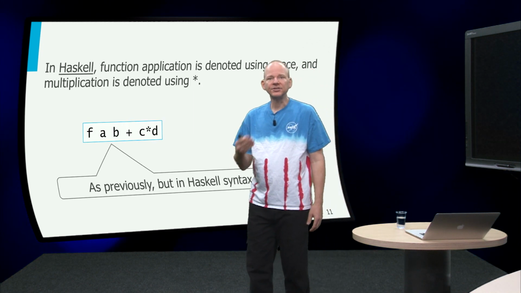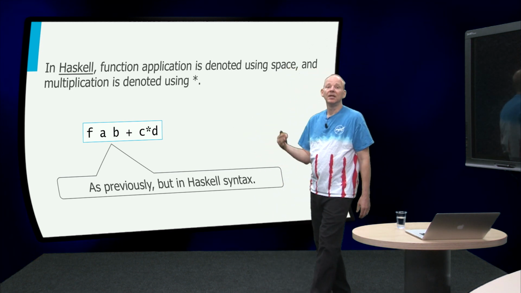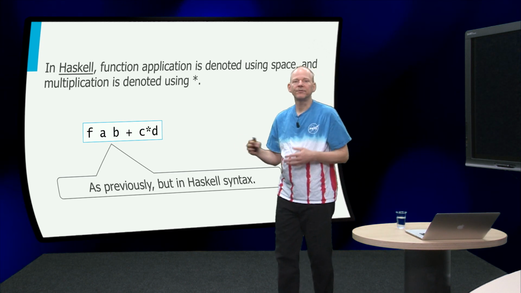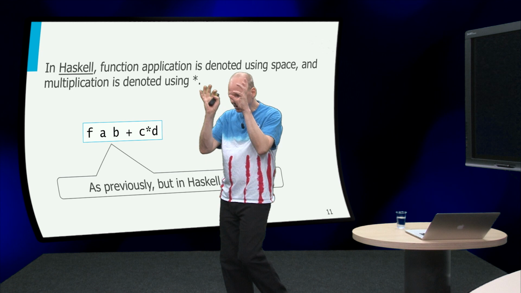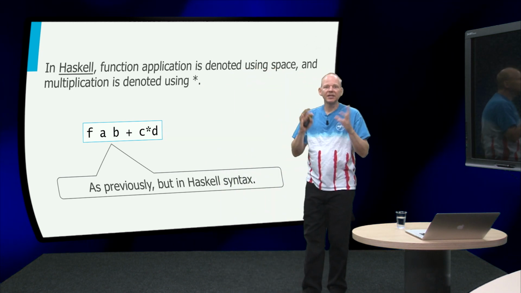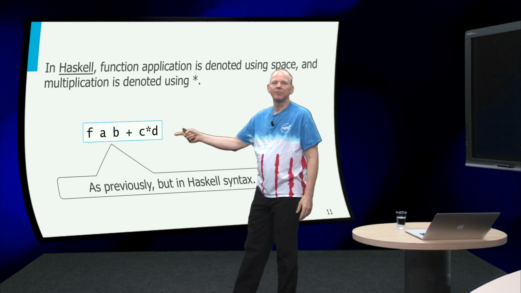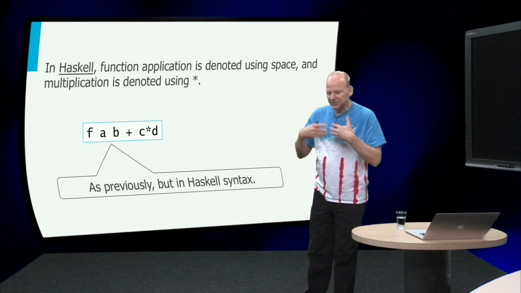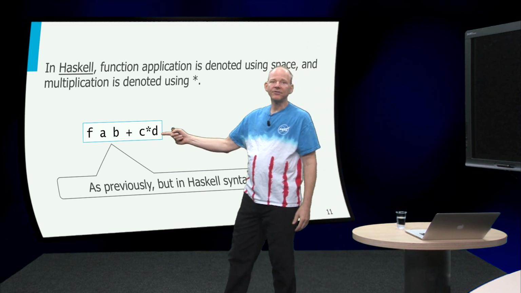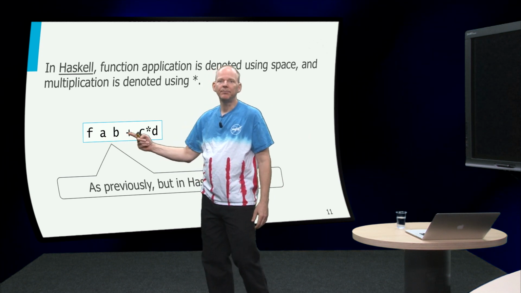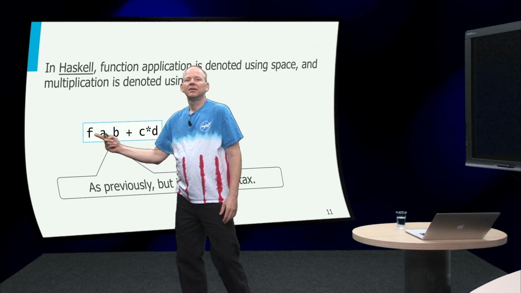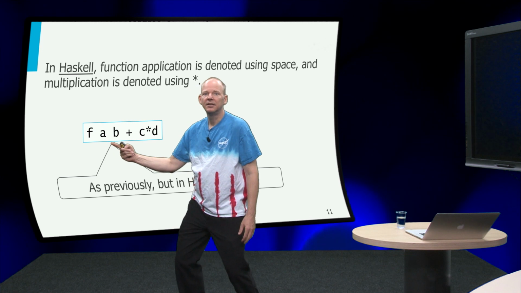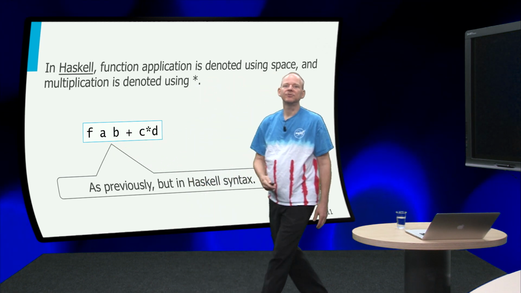Since in Haskell, function application is used much more often than multiplication, whereas in physics, multiplication is used more often, multiplication is given the most white-spacey symbol, the least visible symbol. In Haskell, function application is denoted by white space, so that it's not so much in your face. So instead of writing f of a comma b plus c space d, function application becomes denoted by a space. So it's f applied to a, applied to b, plus c times d.